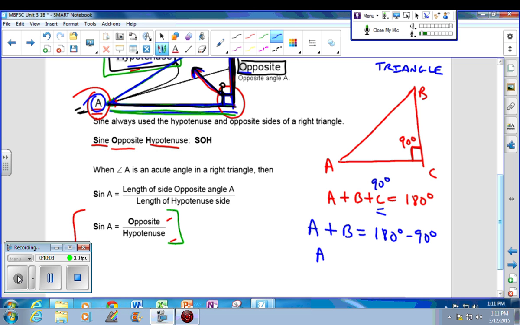So A plus B is equal to 90 degrees, you see? So we know that the sum of A and B are 90 degrees, which means that if you have one of those two angles, you can easily find out the other one. Okay, now, you may get a question where it may seem like they're asking you for something that you can't get, right? Because you're missing the angle that you need.